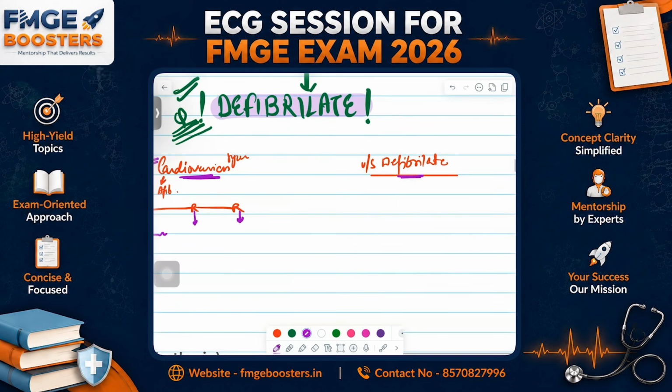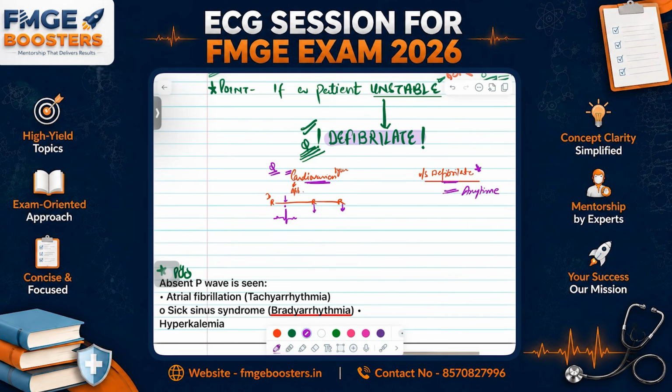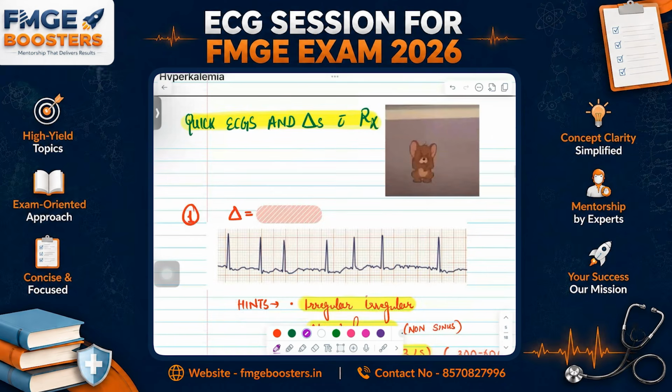Okay? Whereas in the case of a defibrillator, when did I tell you to use a defibrillator? When the patient is in shock and not responsive, right? So it means just deliver the shock anytime, irrespective of the complex. Just deliver the shock. That is the only difference between cardioversion and defibrillator. Okay? Clear, everyone?